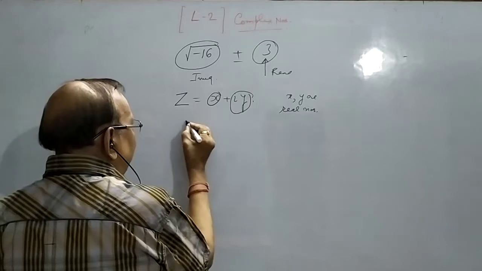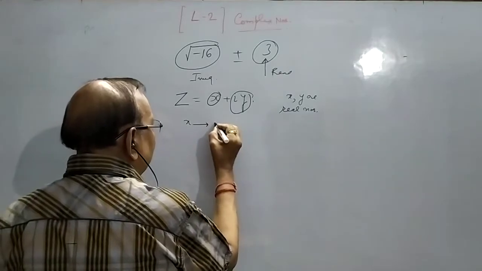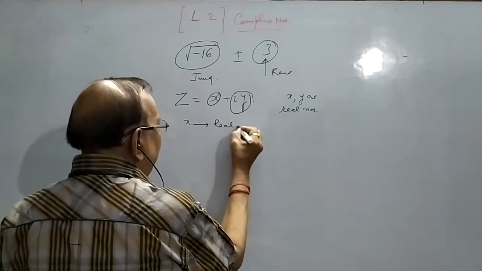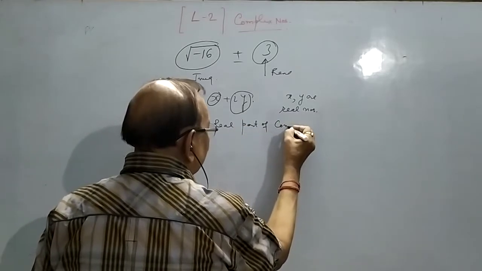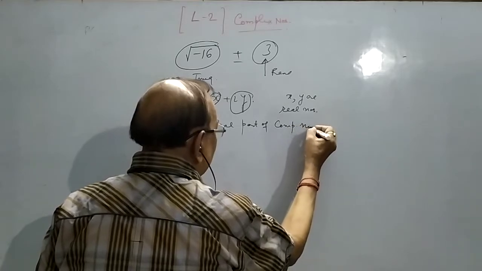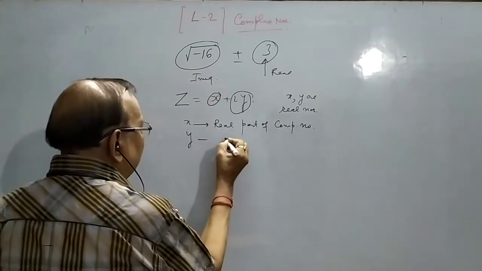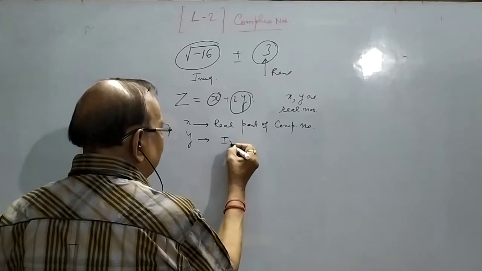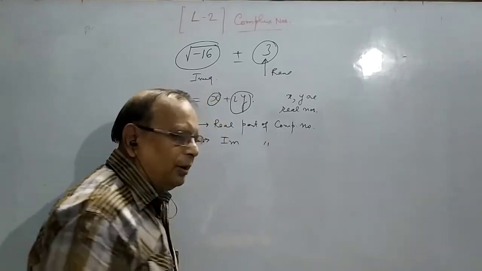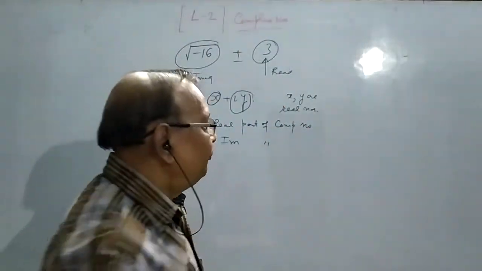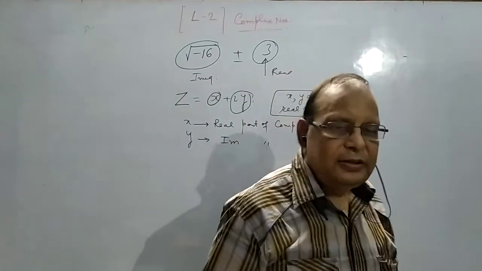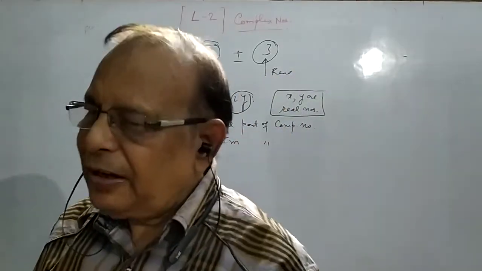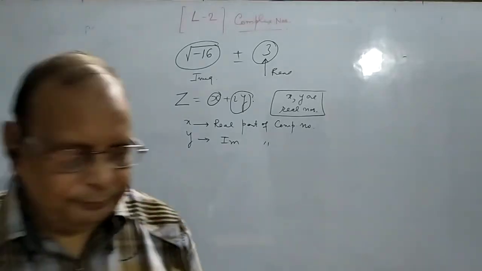Now, x is called the real part of the complex number and y is called the imaginary part of the complex number. Remember that x and y are real. I have already written these are real, x and y. Therefore, the real part as well as the imaginary part are real.